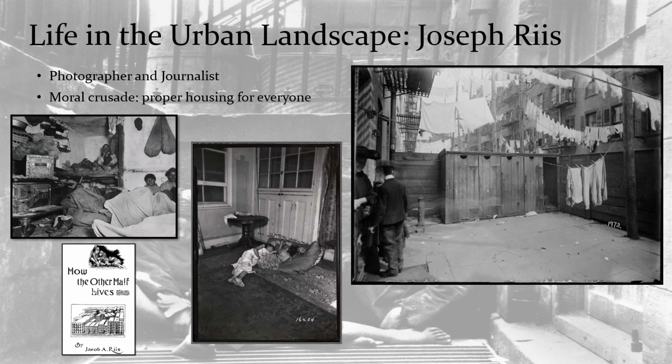And Rees publishes a book entitled How the Other Half Lives, and he's talking about proper housing for the tenements and the people living in the tenements. And he talks about how the upper class, and we'll see some examples of this, lives compared to the working class, the people who are keeping the wealthy in the style to which they've become accustomed.